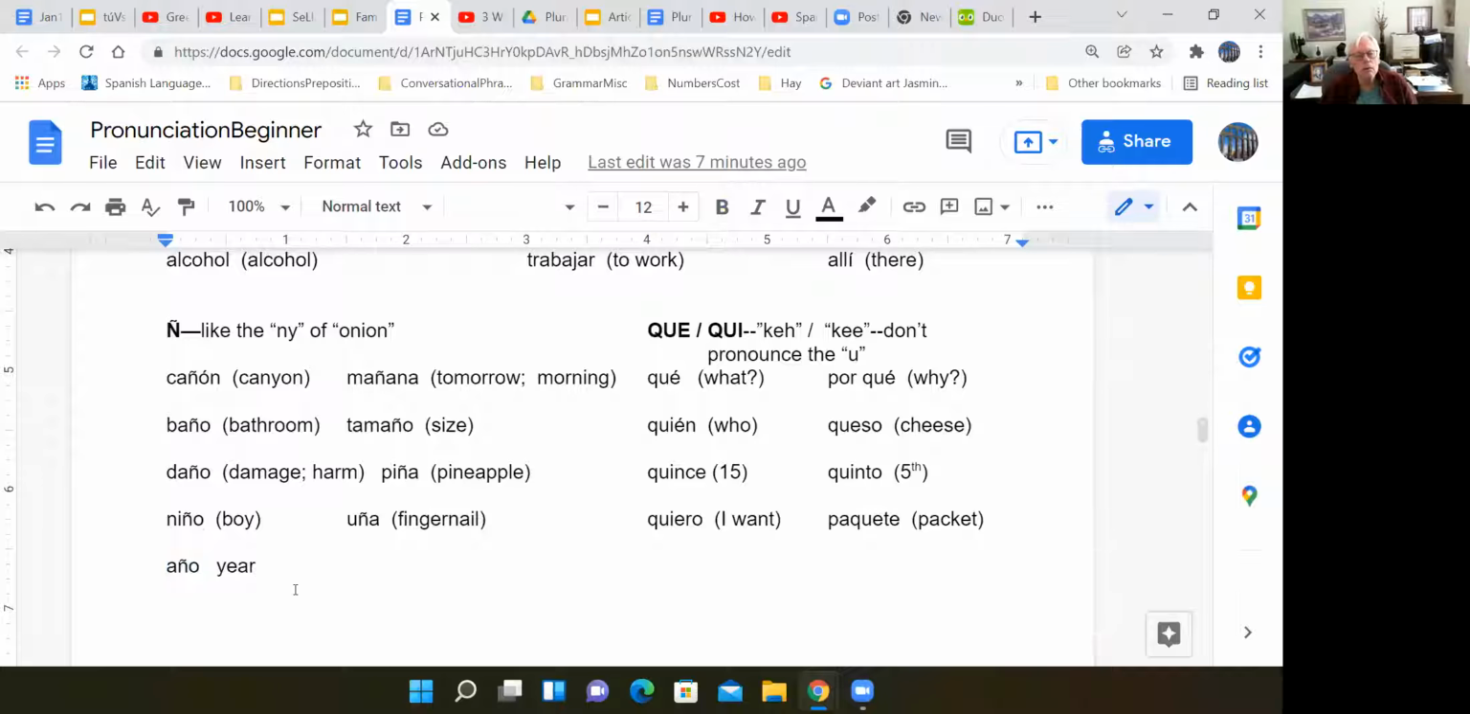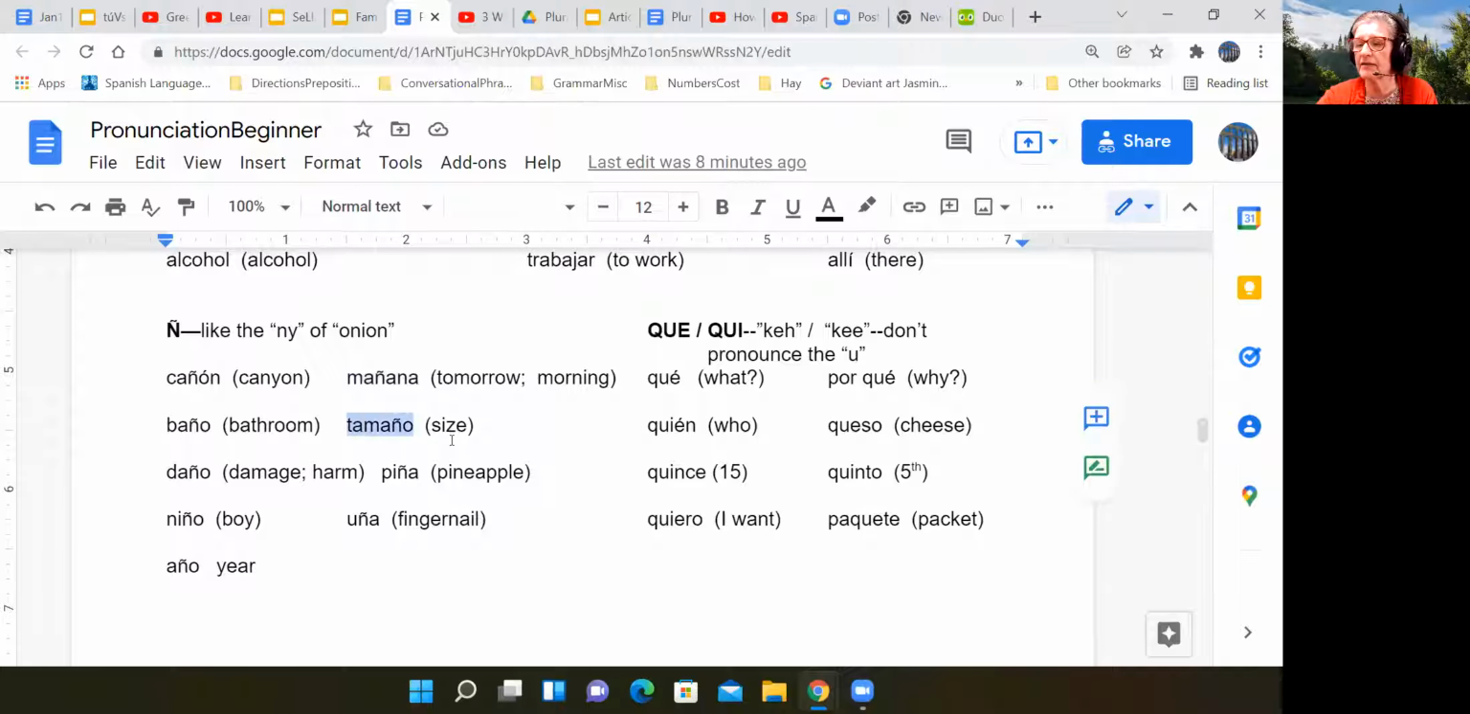Año. This is a particularly important word. Año, year. Don't ever change that ñ to an N because then it's a part of your body. It's an anus. Ano is an anus. Año is a year. So don't get those two wrong. Okay. Here's the word for tomorrow or morning. It can mean either. Mañana. La mañana means morning, but mañana without the la just means tomorrow, okay?